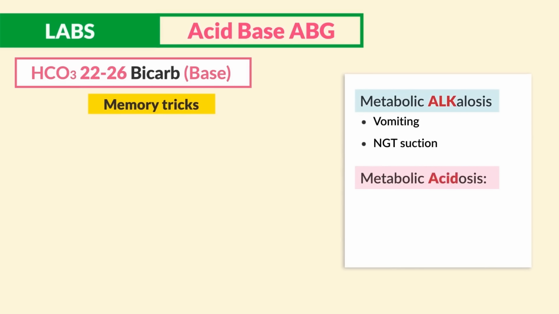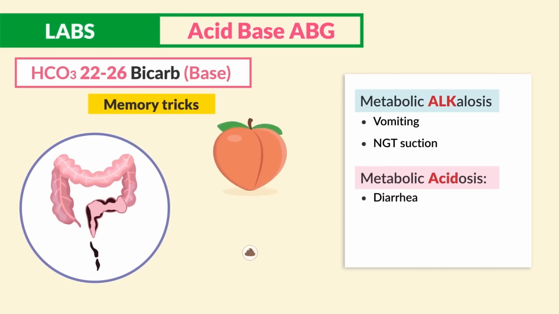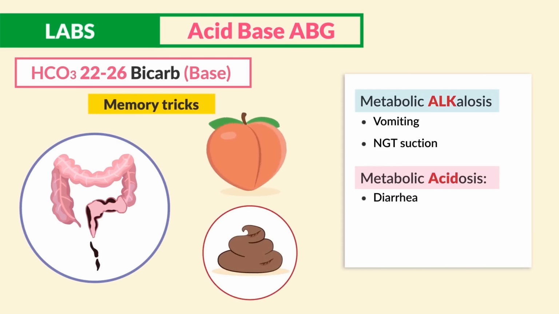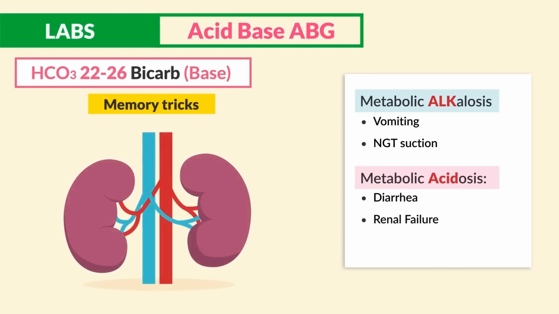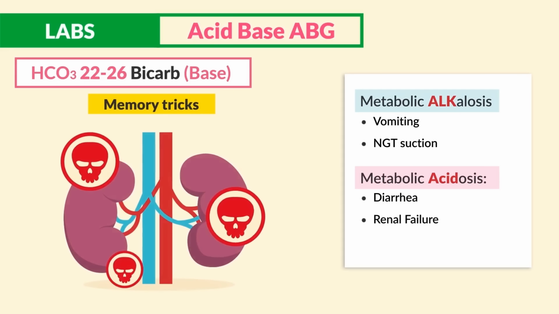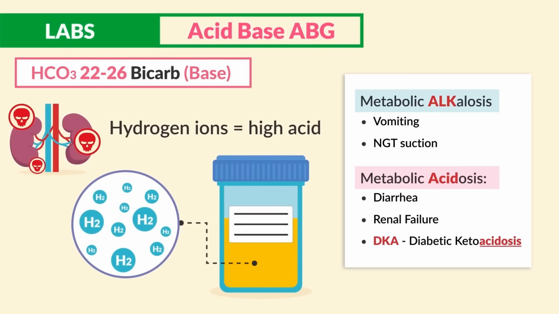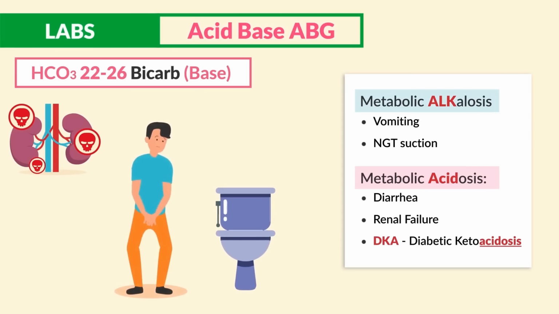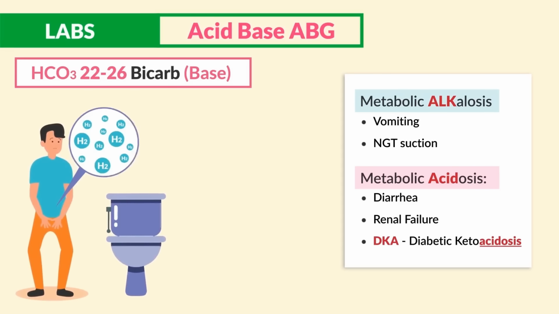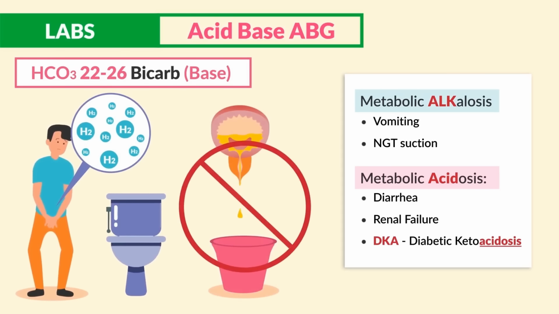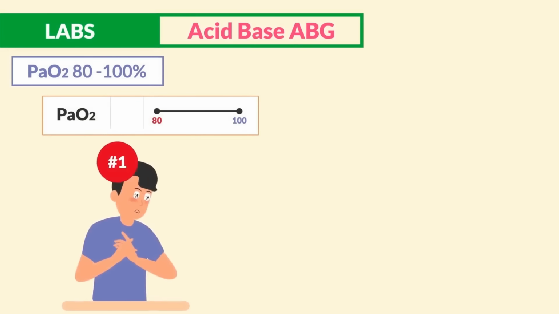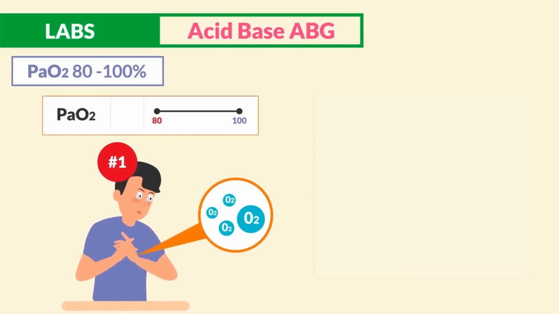And for metabolic acidosis, we have diarrhea, like you're pooing out of your acidosis. The body gets rid of all the base in diarrhea, and so the body's left in an acidotic state. Or even in renal failure. So just think when the kidneys fail, acid prevails. This happens because hydrogen ions inside the urine means high acid. So in renal failure, you can't urinate, retaining all that high acid hydrogen in the body and not in the potty. And lastly, the PaO2 should be 80 to 100%.